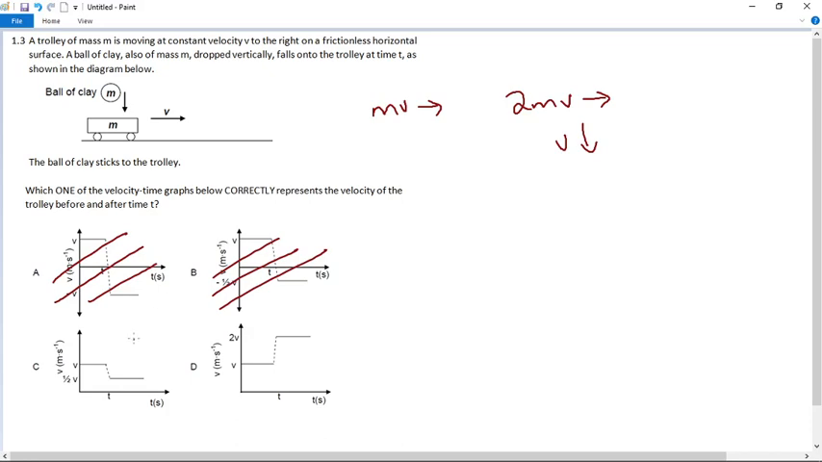So then you have to decide here, what is going to happen when I drop the clay on it? Is it going to go faster? Can you see this one here? Or is it going to go slower? And the short story is it is going to go slower, so the answer is C.